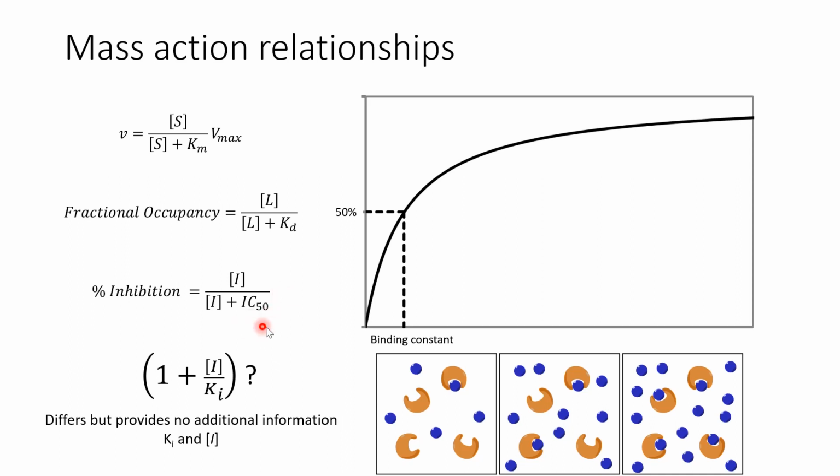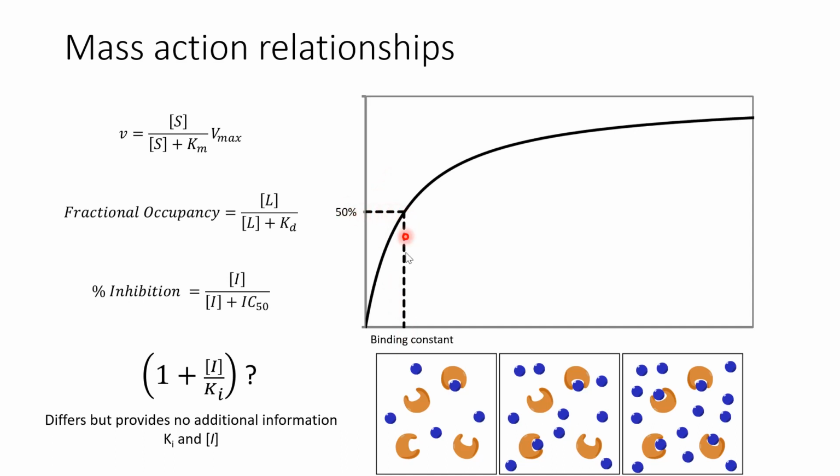And you can see they all have this common form of your substrate or ligand over the concentration of the substrate plus the binding affinity constant. So this is KD, KM, IC50. They're all binding affinity constants, and they all are doing essentially the same thing. If you look over at the graph, this is what that represents. So your binding constant would be the concentration at which you have 50% bound.